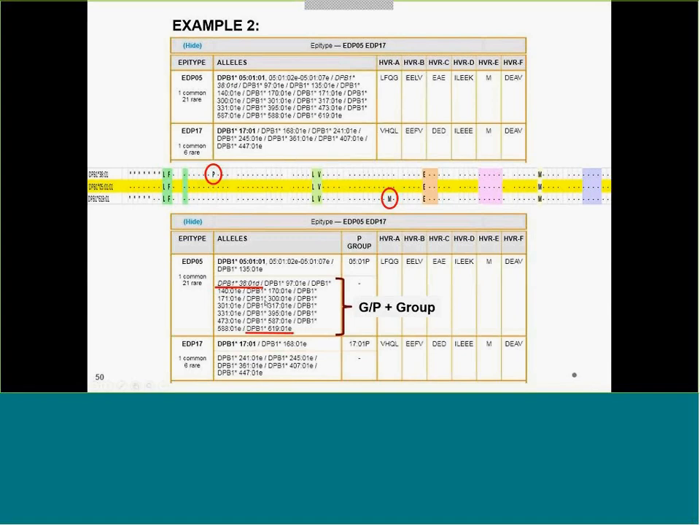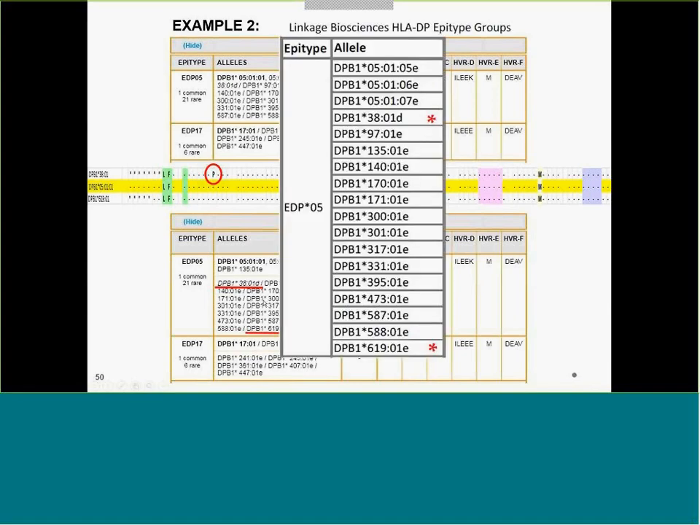Just as a little aside here, some of this data you can actually find within the SureTyper software. There's actually a PDF that shows you all the epitypes as they're assigned, and it's showing the EDP5, the epitype 5, which has all the alleles that were carried over in the string here, and I've just highlighted the 38 and the 619 for demonstration purposes here.